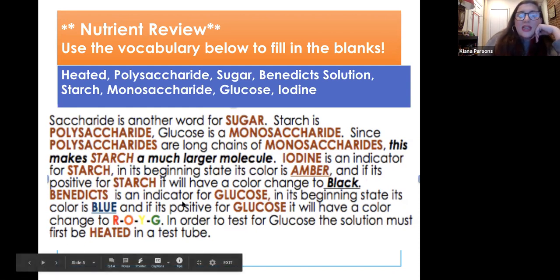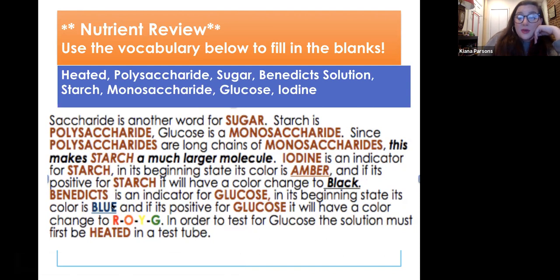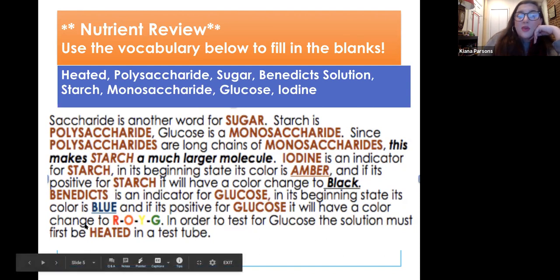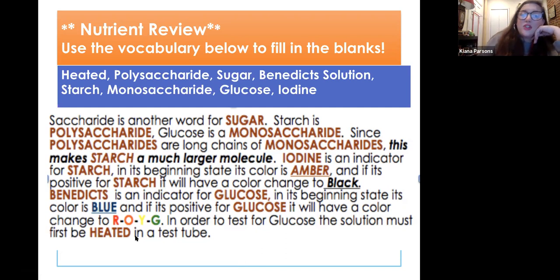Benedict's solution is an indicator for glucose. In its beginning state, its color is blue. And if positive for glucose, it will have a color change to red, orange, yellow, or green. In order to test for glucose, the solution must first be heated in a test tube in a hot water bath. And unfortunately, you guys didn't get to do that yourselves, because it's pretty fun.